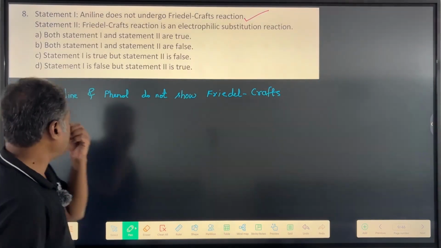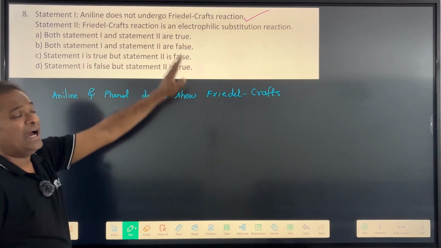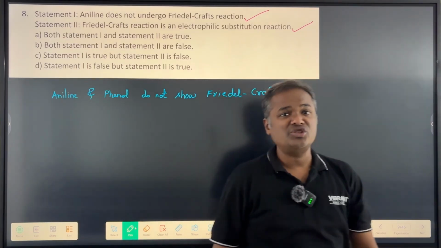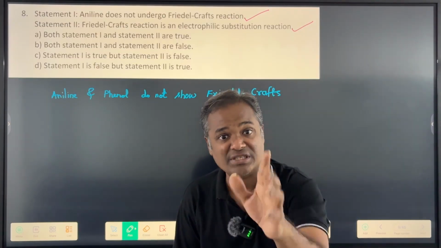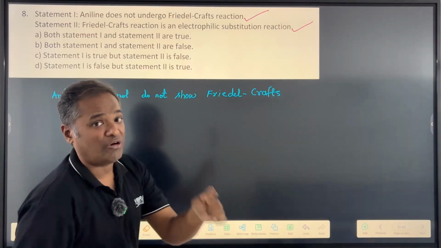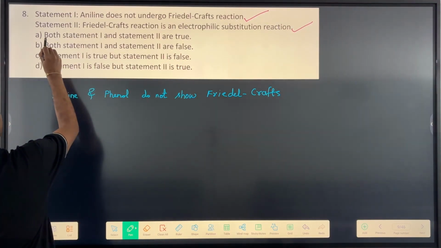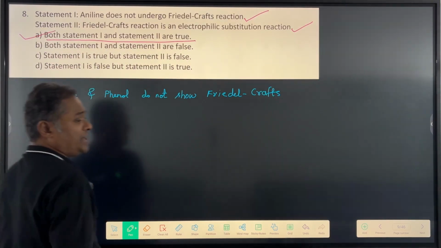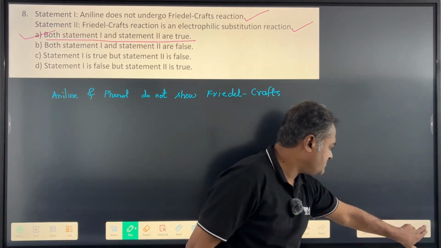Now let's see the second statement. Friedel-Crafts reaction is an electrophilic substitution reaction. This statement is also correct, child. If you remember, Friedel-Crafts reaction is generally shown by benzene, and benzene generally shows electrophilic substitution reactions. That means the Friedel-Crafts reaction is also an example of electrophilic substitution. So both statements are correct. The correct answer is that both statement 1 and 2 are true, so the correct answer for this MCQ is A. Let's proceed with the next question.